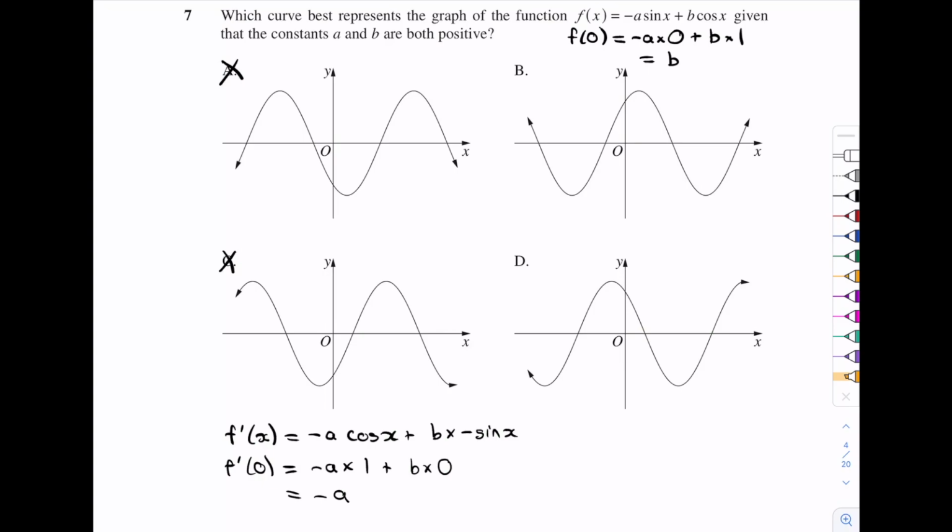And since we're told a is positive, that means f dash is negative. So this tells me that f dash of 0 is less than 0. And so which one of those has a negative gradient? Well, clearly we can see that this has a negative gradient there, this has a positive gradient. So B is incorrect, and we're left with D as the correct answer.